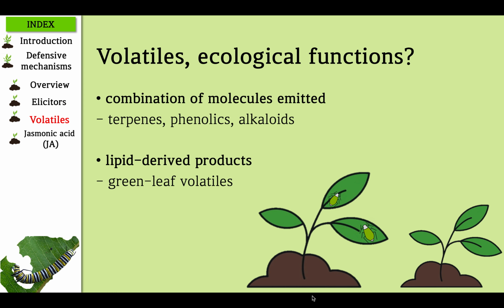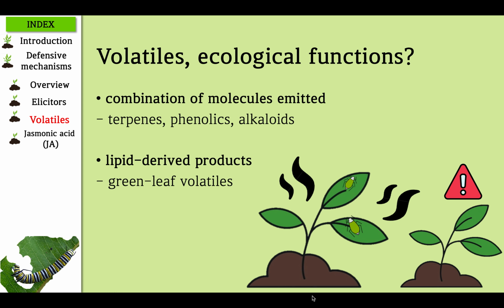Second compound is volatiles. Volatiles can be made by a combination of molecules emitted from the plant in response to mechanical damage. This combination makes secondary metabolites like terpenes, phenolics, and alkaloids. These compounds are released into the air. And also, lipid-derived products like green leaf volatiles can be produced in plants. These volatiles have ecological functions.